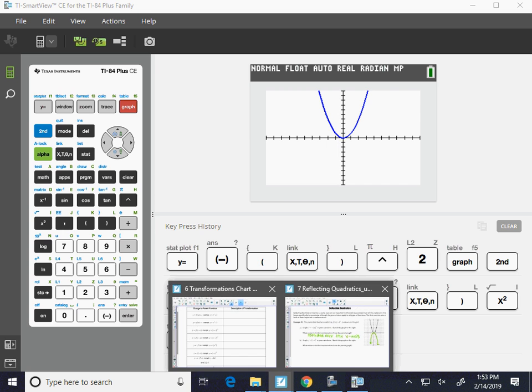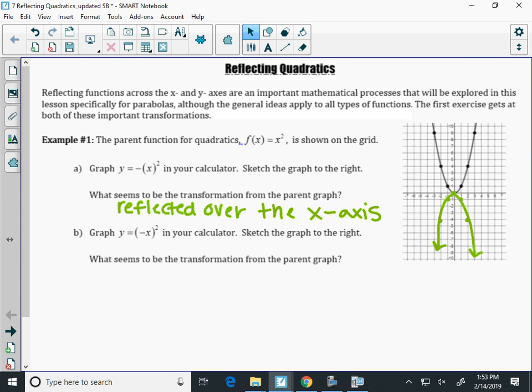Okay? But something technically did happen. It did reflect over something. What do you think it reflected over? The y-axis. Very good, because the y-axis is going right down the middle of that graph. So when you flip it, the opposite points end up mapping up with each other, and you get the same exact graph. So yeah, it looks like nothing happened, but technically something did. It was reflected over the y-axis.